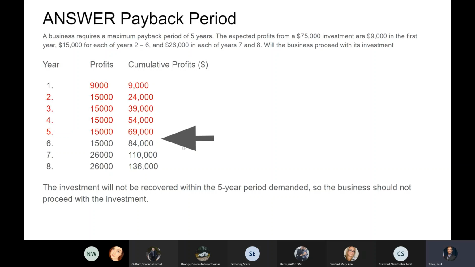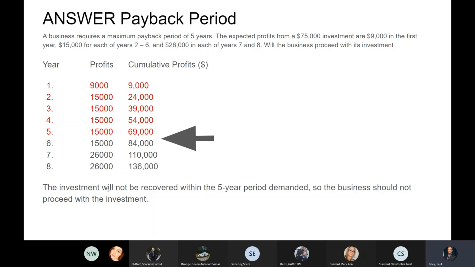Well, here's what I've done here. Again, in the payback period, we don't look at the time value. That's the problem with payback period. So our profits, I've just listed them down here, 1 through 8. For the cumulative profit, I have to figure out when it actually goes above the $75,000 investment. We know it happens somewhere between year 5 and 6, because it goes from $69,000 to $84,000. So it really happens in, let's say, 5.5 years.